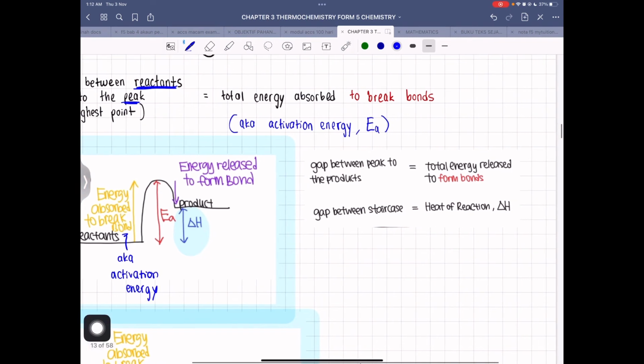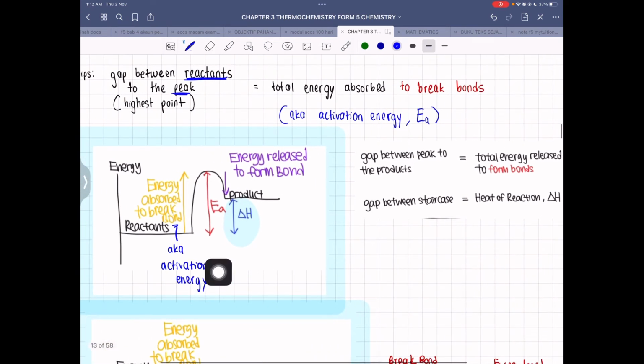Okay, yeah, we're doing the staircase basically. This is the staircase kind. So this is the heat change. Total energy to form the bond, however, you don't take the peak to the product because product kan macam indicate to form the bond. Total energy that is released to form the bond.